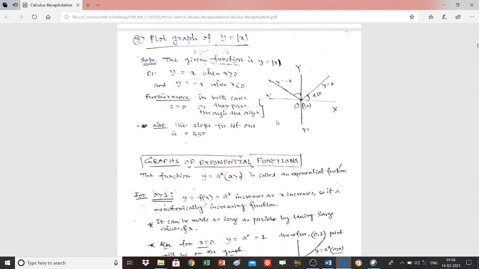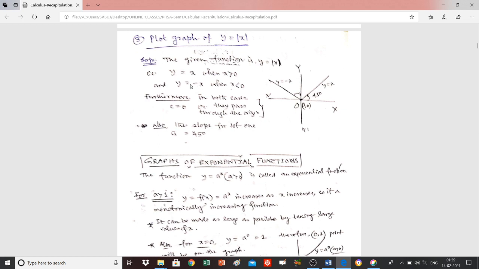And now the plot of y is equal to mod x. You know that y is equal to x when x is greater than 0, and y is equal to minus x when x is less than 0. You know it, okay. So for the first case, this is a straight line whose tangent is 1, and it will be passing through the origin. In this case tangent is 1, that means theta is equal to pi by 4, that is 45 degrees.